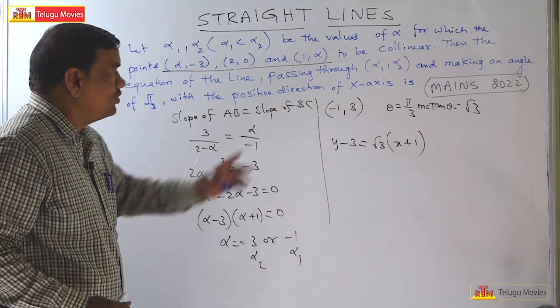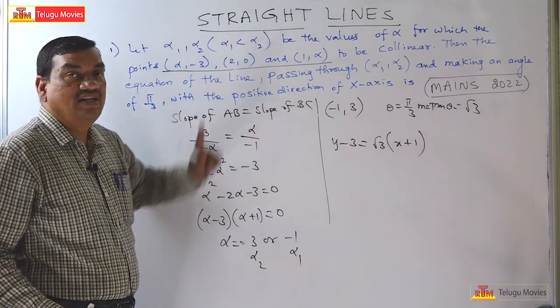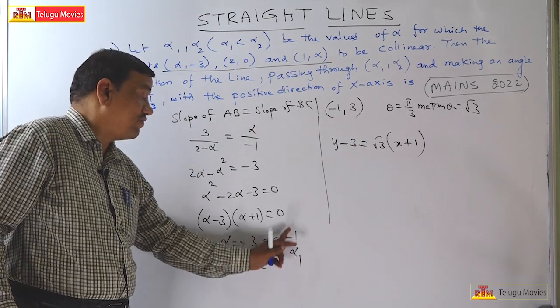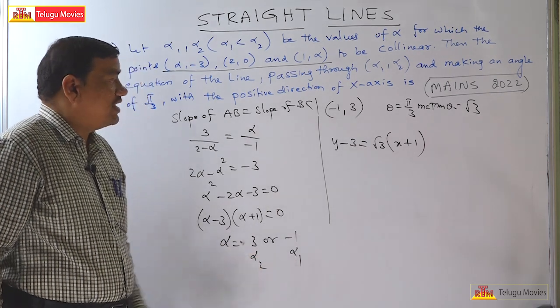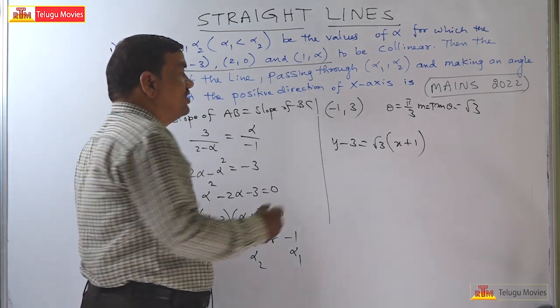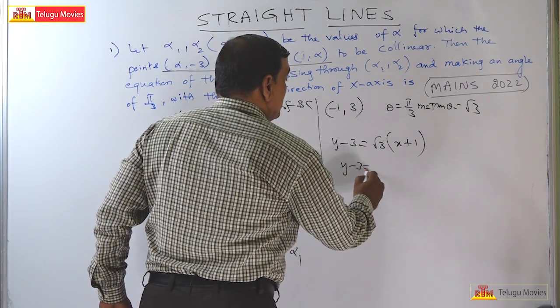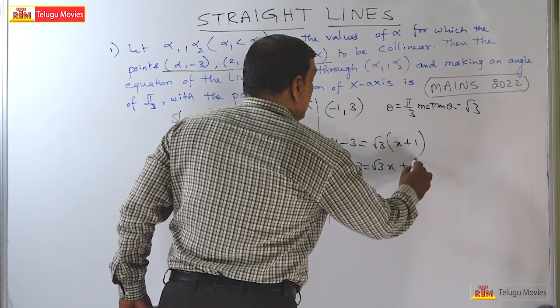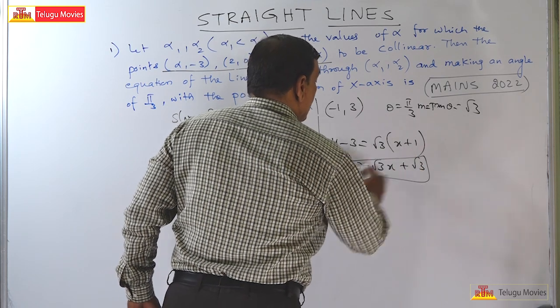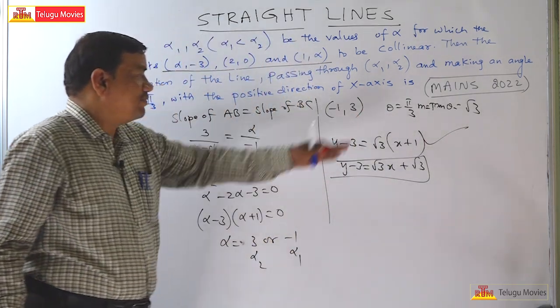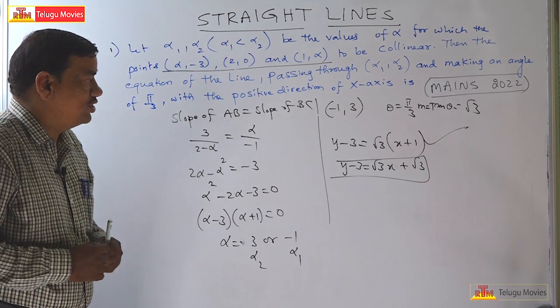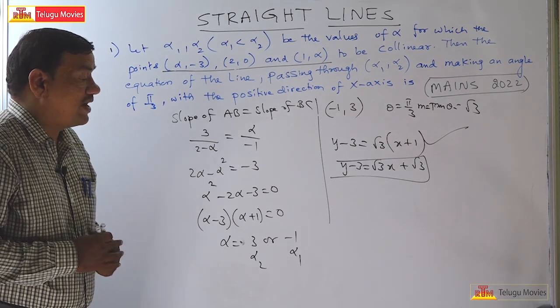Okay, right. So that's why they clearly mention alpha 1 is less than alpha 2. Therefore, you have to take alpha 1 as minus 1 and alpha 2 as 3, and your equation is this. So y minus 3 is equal to root 3x plus root 3. Of course, this is your answer. This is your answer. In the options, that is the only one there: y minus 3 is equal to root 3 times (x plus 1).